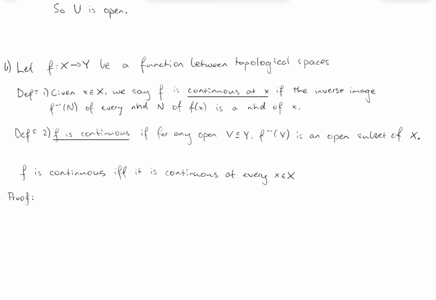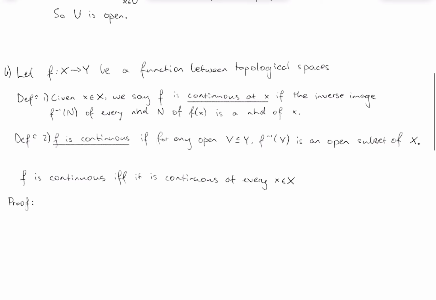So if it does that for a point x, it's continuous at that point. The second definition relates to a more global property about the function, whereas that was a local property. We're saying that f is continuous if for any open V in our codomain Y, the inverse image of V is an open subset of X. So that's continuity of the entire function.